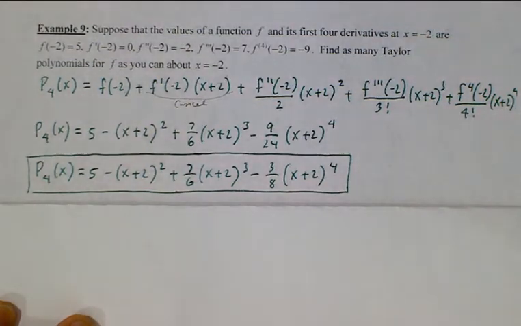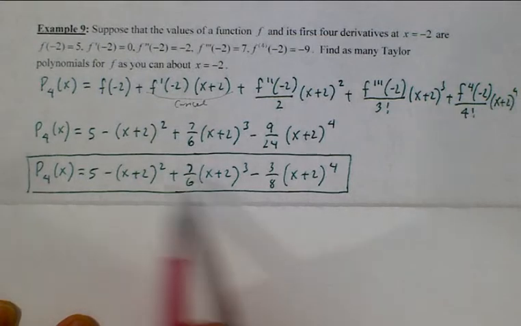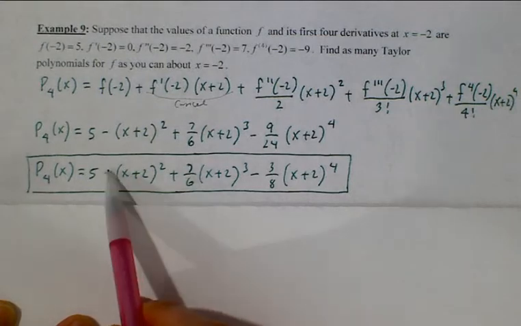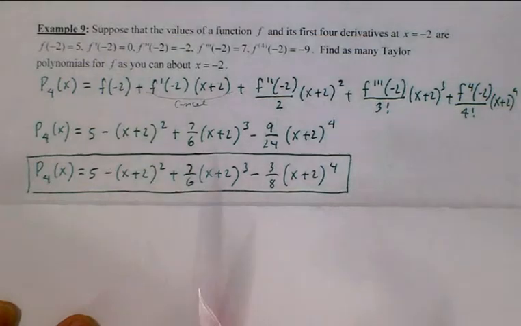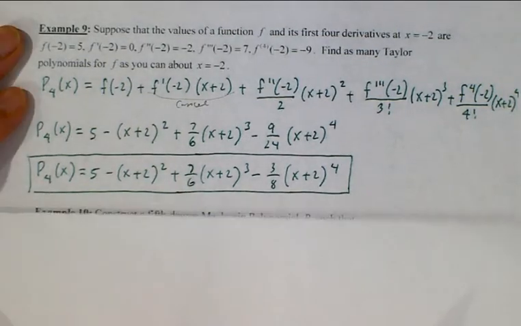So if you have a fourth order Taylor polynomial, it doesn't always mean that every term is going to be represented. So you can see that I don't have an x plus 2 term represented because that just dropped out. Okay, example 10.